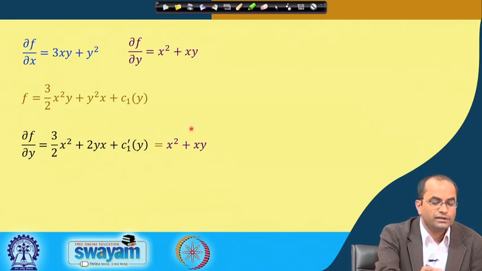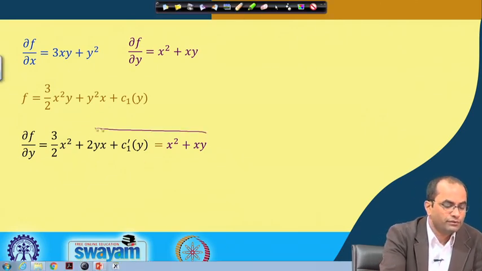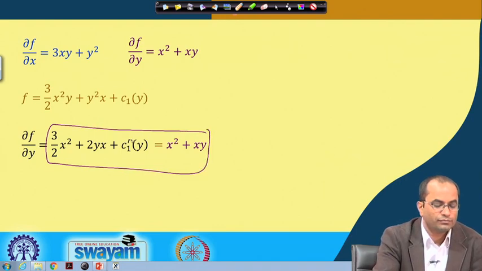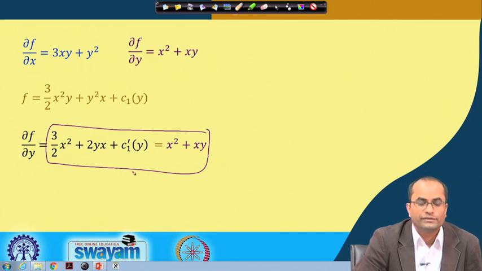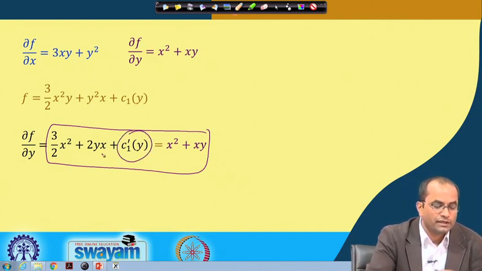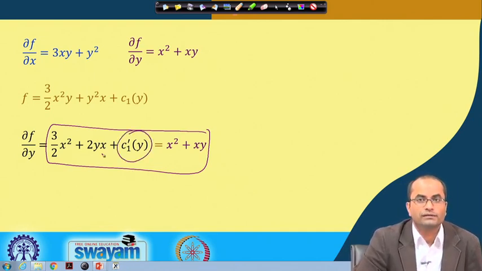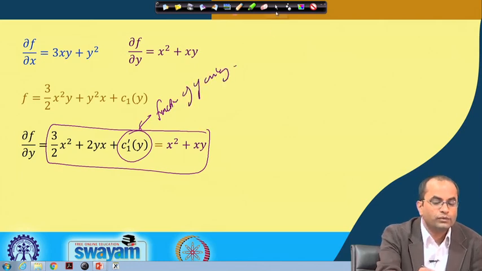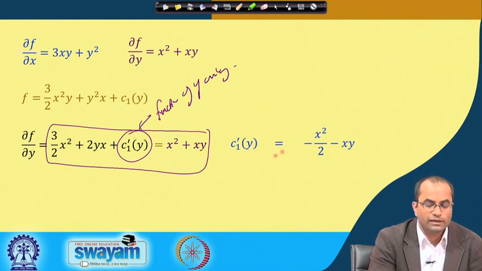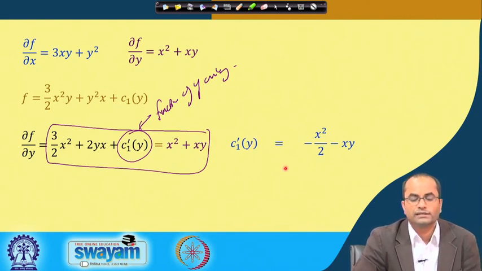Now, on equating this, if you remember last time, we got c1 prime y as a function of y, and then we integrated and we got the solution. So, this is c1 prime y, the ordinary derivative of c1 with respect to y. This is a function of y only. But when we equate here, what are we getting now? c1 prime y is equal to this, minus x square minus xy.